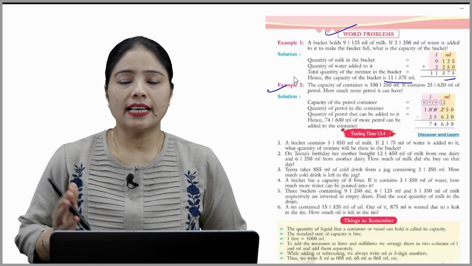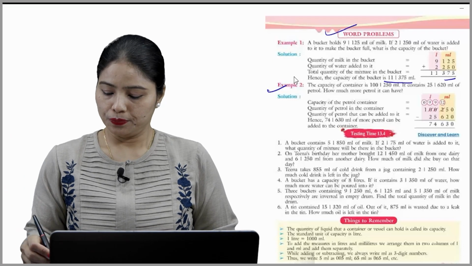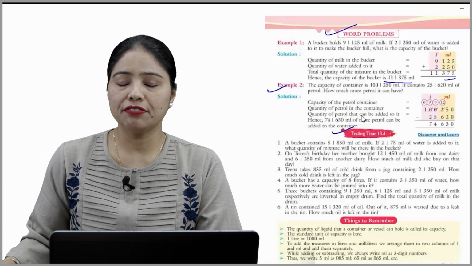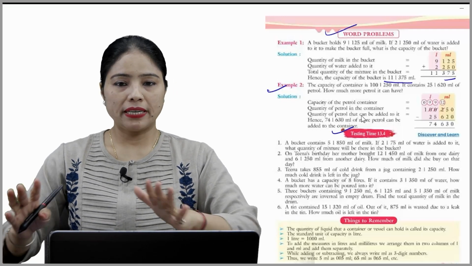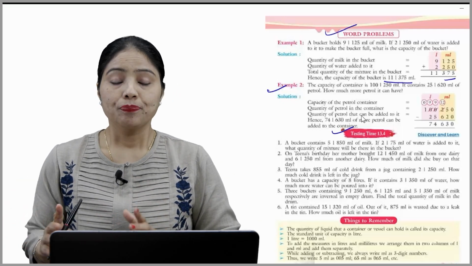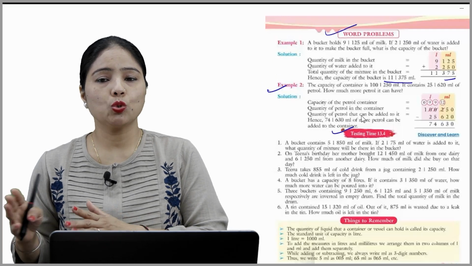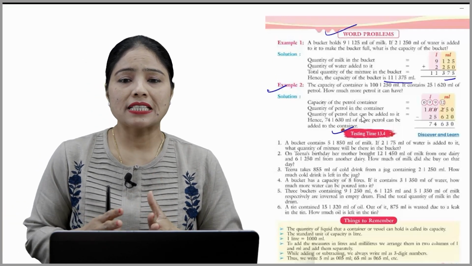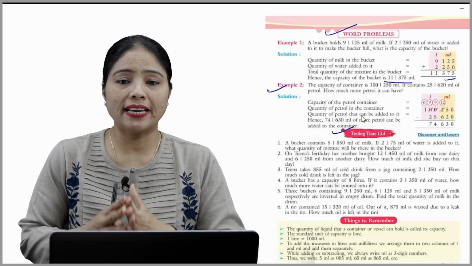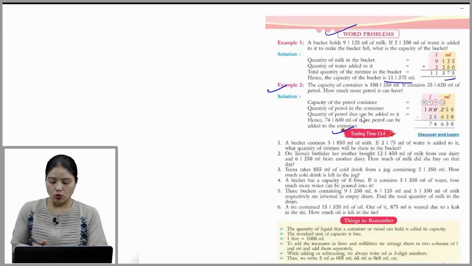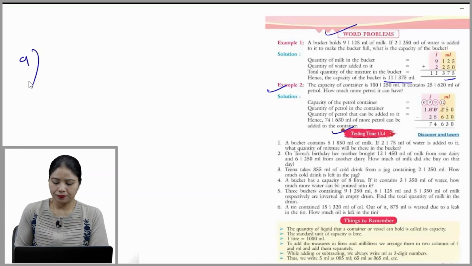Now move on, Texting Time 13.4. A bucket contains 5 liter 850 milliliter of milk. This much milk the bucket holds. If 2 liter 75 milliliter of water is added to it, so what quantity of mixture will be there in the bucket? So for that we just add both the values together. So let's see the answer.